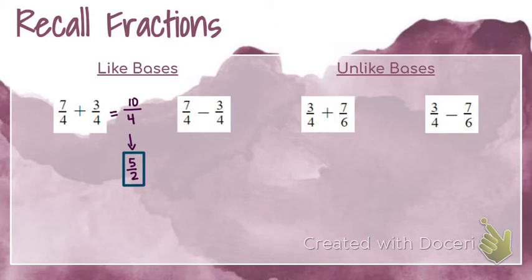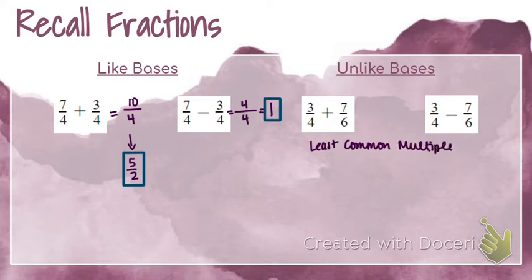Then whenever we subtract, it's the same idea. 7 minus 3 is 4 over 4, which equals 1. Okay, so what about if we have unlike bases? If we have unlike bases, we have to convert these to the same thing, and we do that by finding the least common multiple.